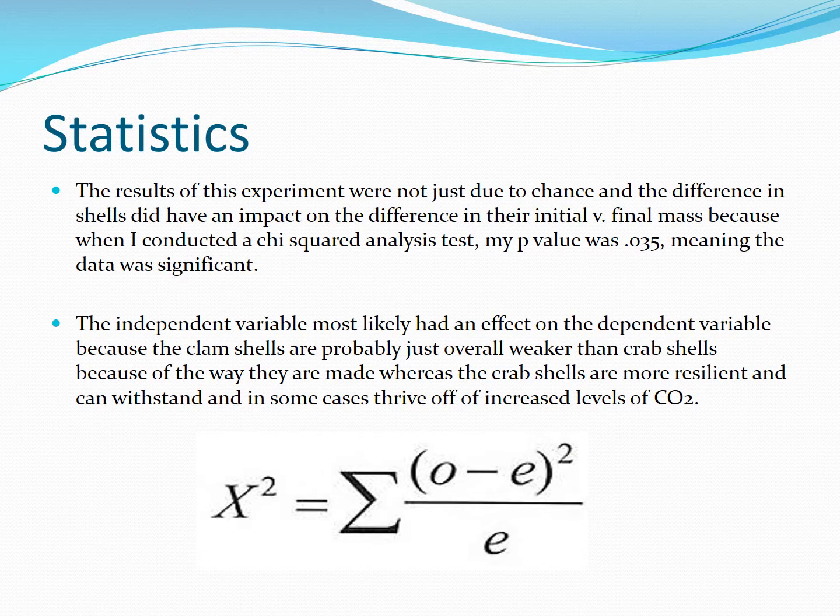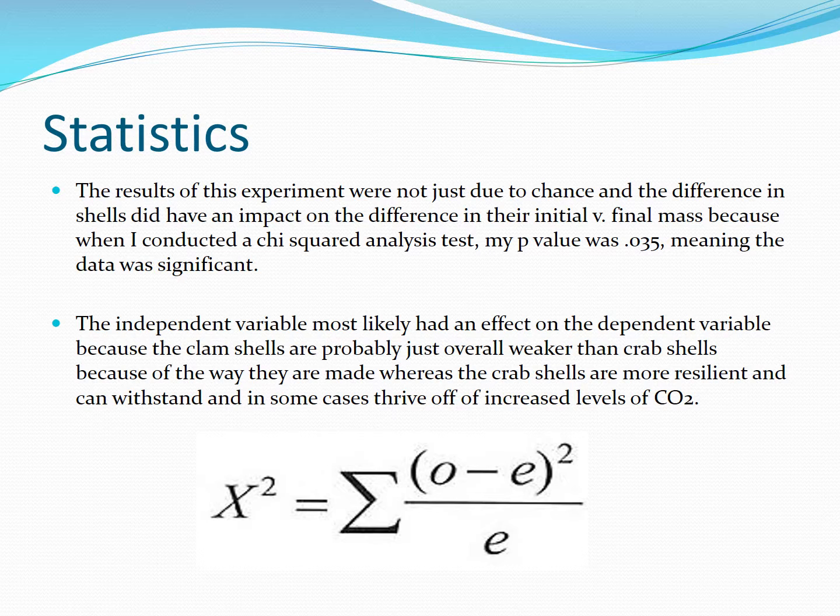So the results of this experiment were not just due to chance, and the difference in shells did have an impact on the difference in their initial versus final mass, because when I conducted a chi-squared analysis test, my p-value was 0.035, meaning that the data was in fact significant.